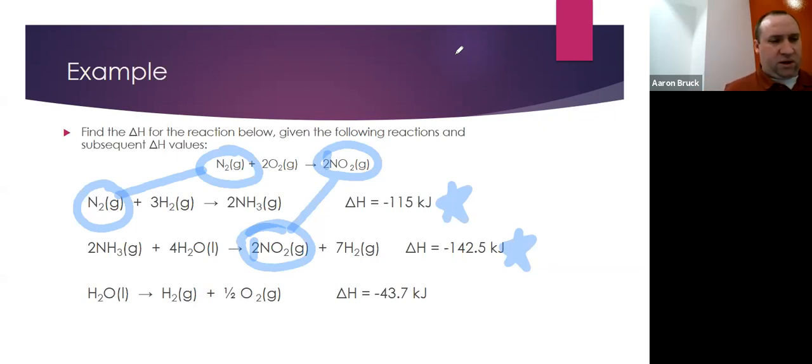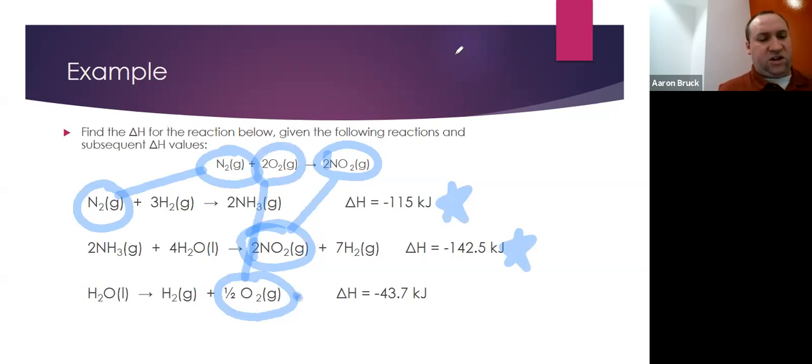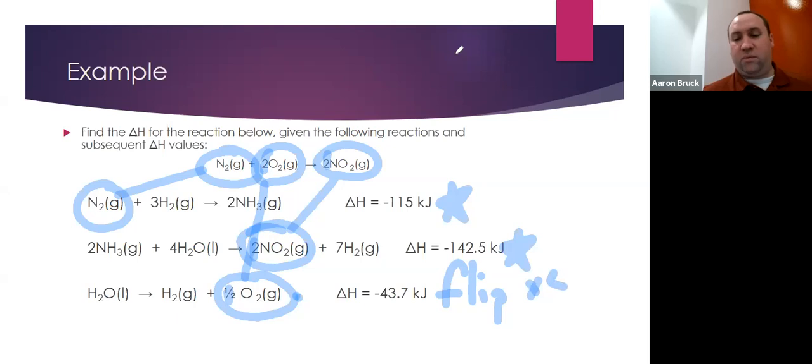But this last one, I'm looking for oxygen. Oxygen is in neither of the first 2 equations. It's in this last one only. And there are 2 problems. First of all, this oxygen is in the products, but I need it in the reactants. So I need to flip this around. And also, my coefficient here is 1/2. I need a coefficient of 2. And so I'm going to have to multiply this equation by 4 to turn that 1/2 into a 2.